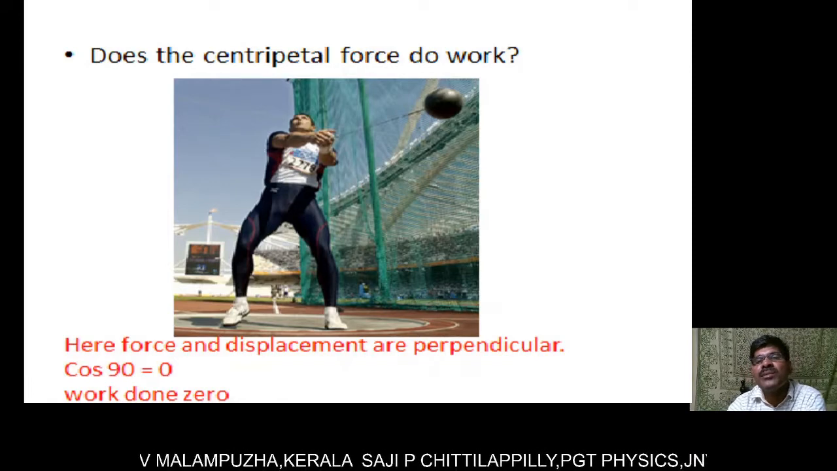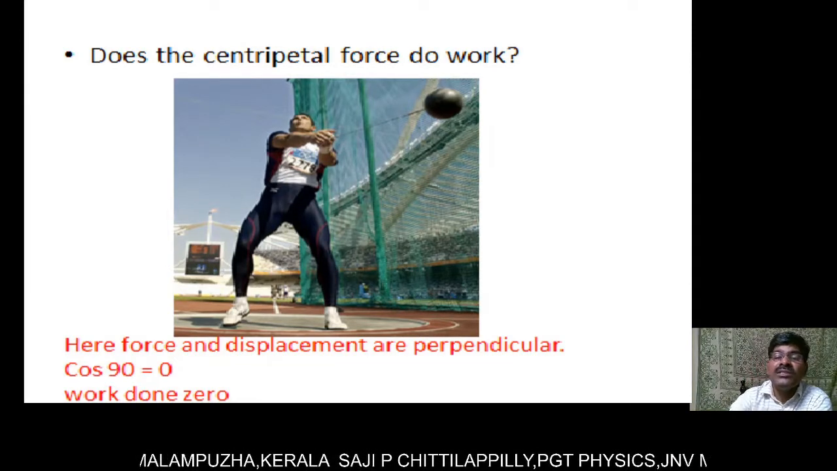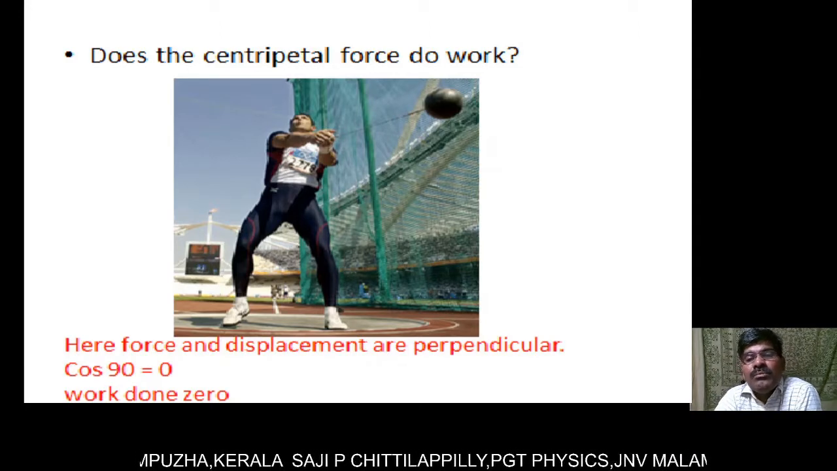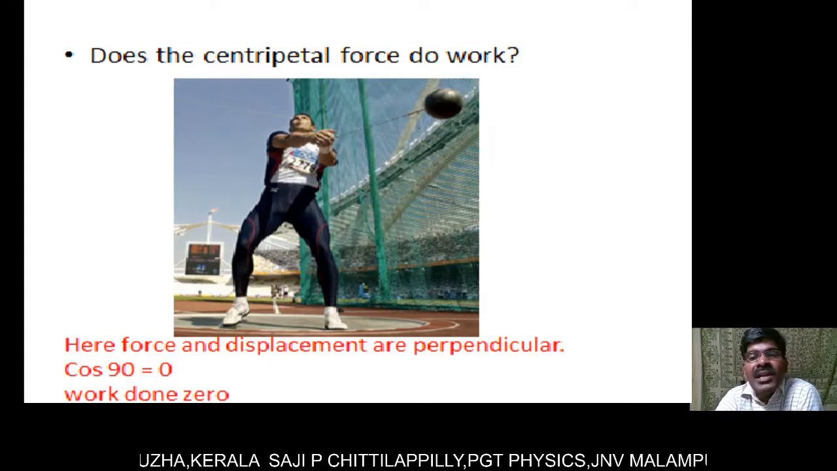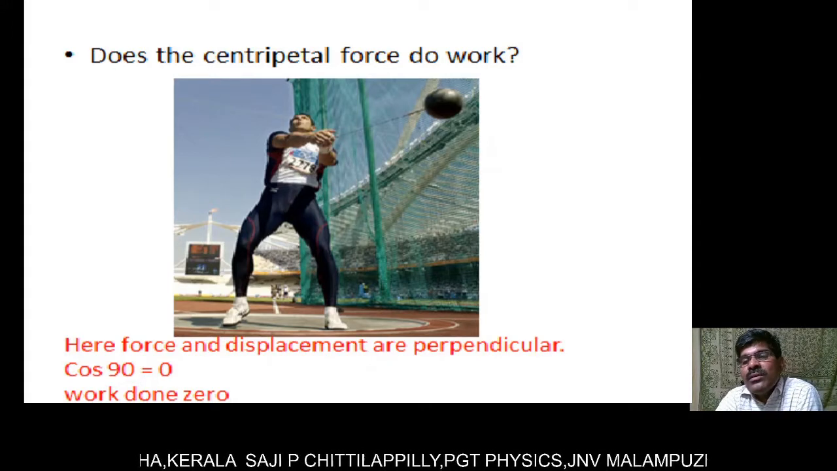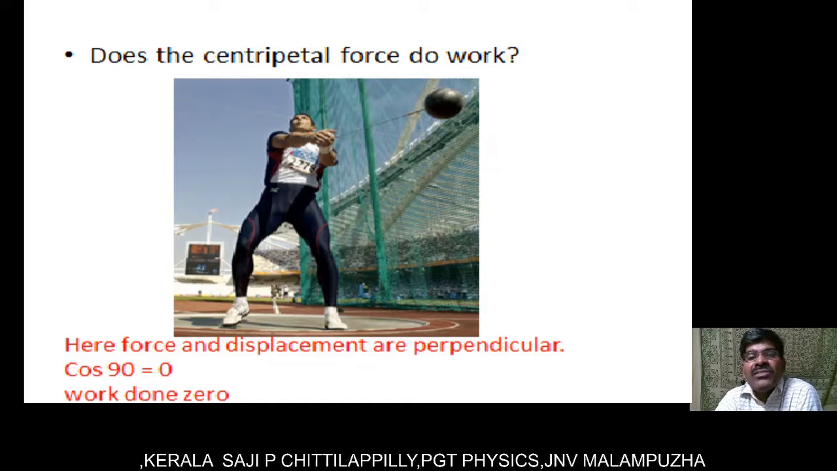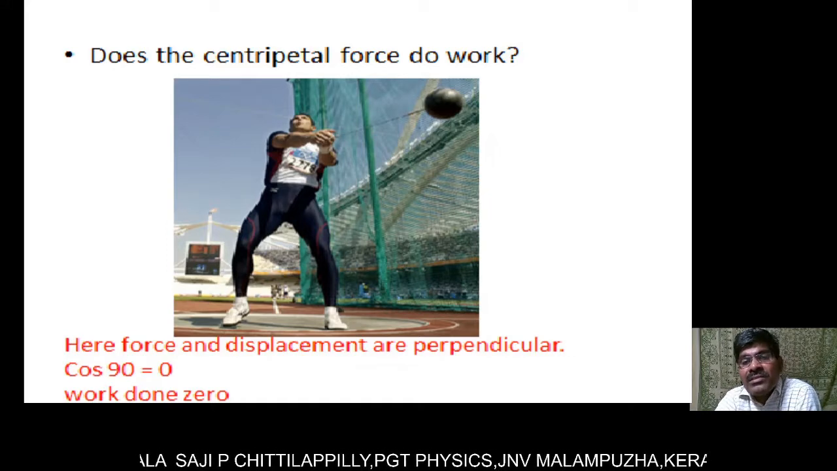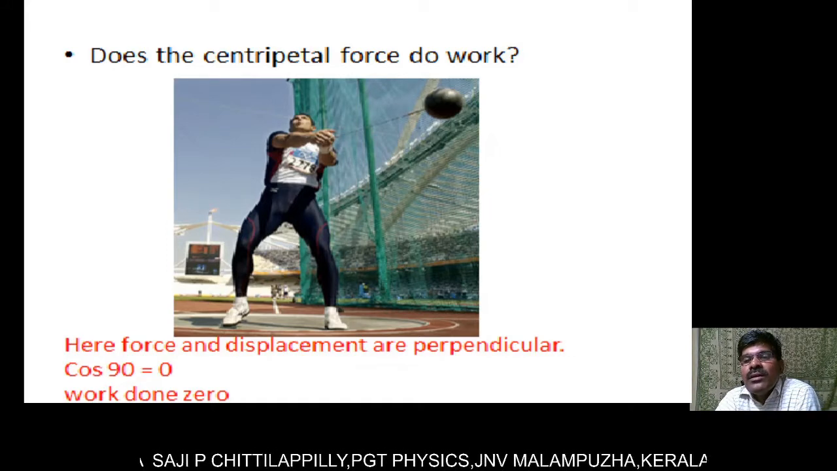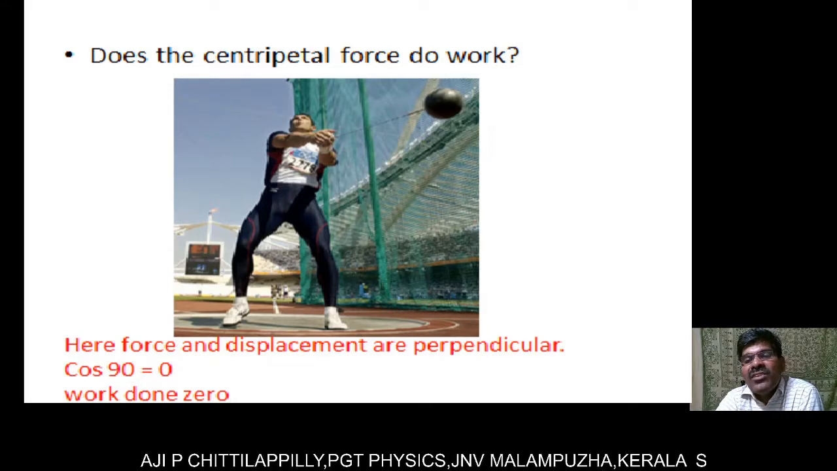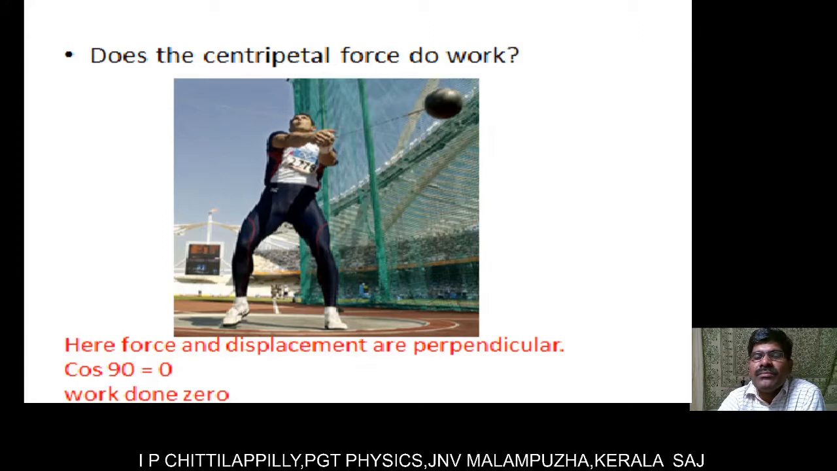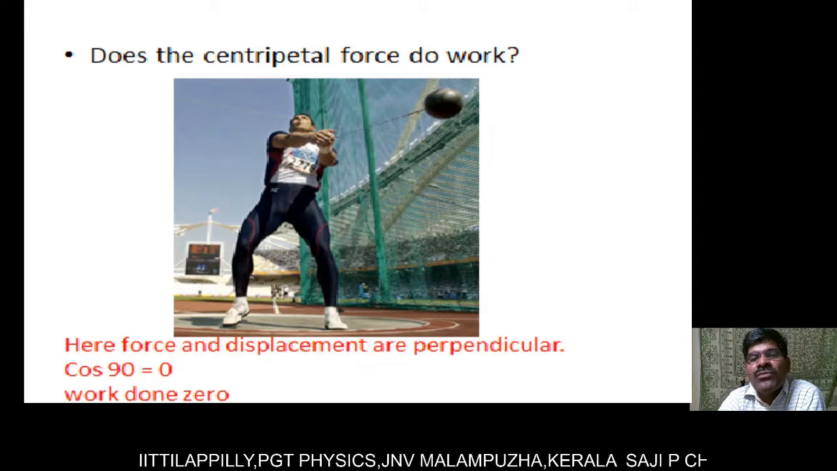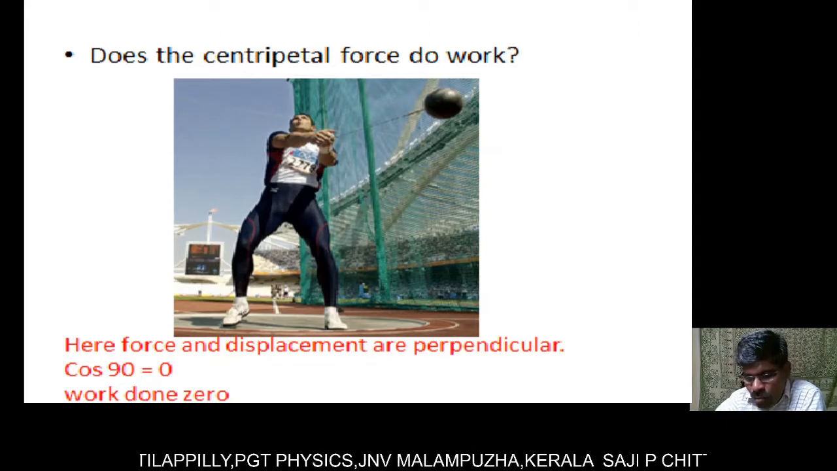Now look here. Does the centripetal force do work? In this figure we can see a person is throwing the hammer. Before throwing, he will rotate the hammer and he will release. And we know the hammer will move along the tangent of the circle. When he is rotating, whether he is doing any work in physics. Here the force is inward and the displacement is along the tangent. The angle between force and displacement is 90 degrees. Cos 90 is equal to 0. Therefore, work done is 0.